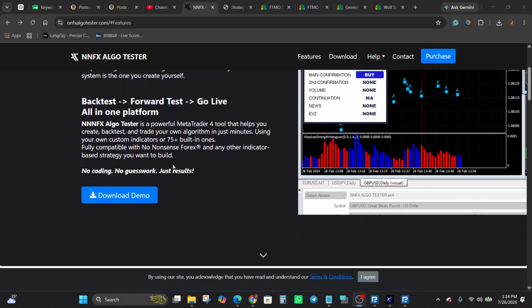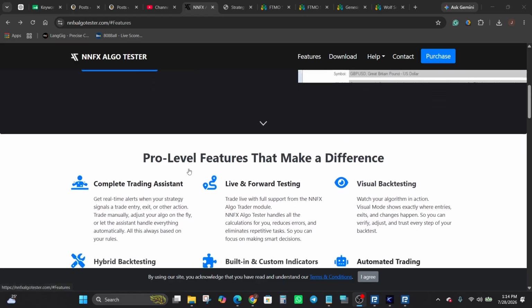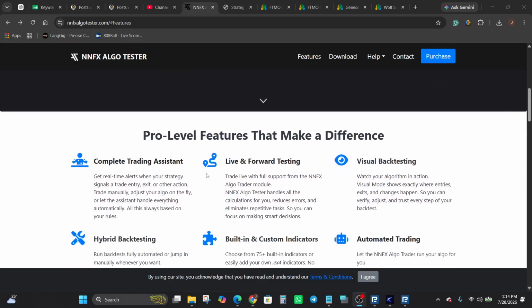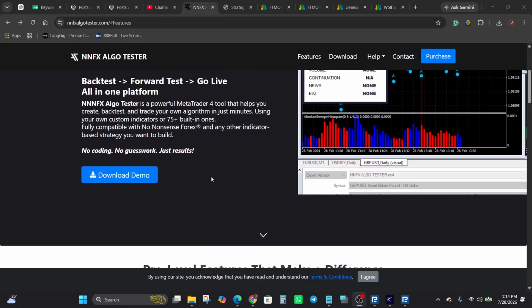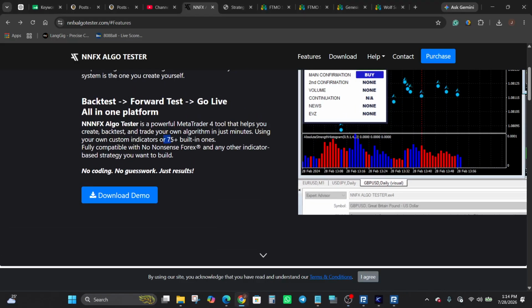Scrolling down, one of the biggest selling points is that the software works with more than 75 built-in indicators, while also allowing users to add their own custom EX4 indicators. According to the documentation, there is no coding required for this process, which could make strategy development more accessible for traders who are not programmers.